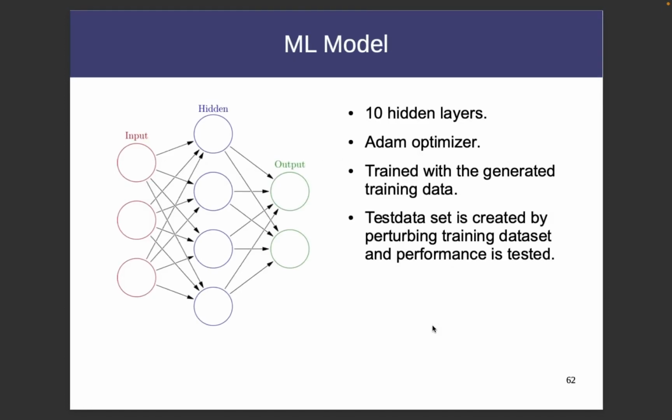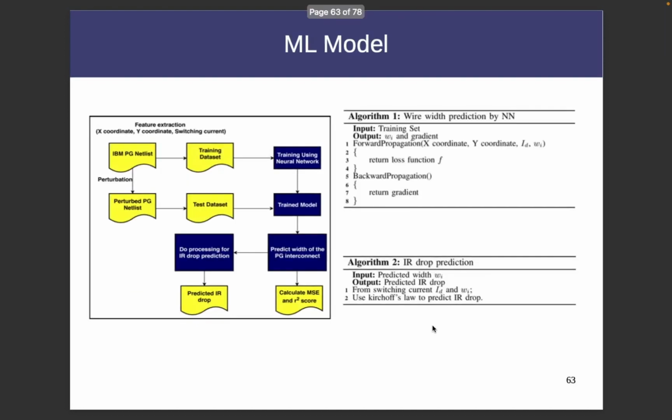The machine learning model we use has 10 hidden layers, and we used the Adam optimizer. Then we use this data set to train a neural network, and we do the testing on new data sets with perturbed designs. Whatever we used in the training, we perturbed those designs and considered them as the test set, and we tested the efficacy of the proposed machine learning approach.